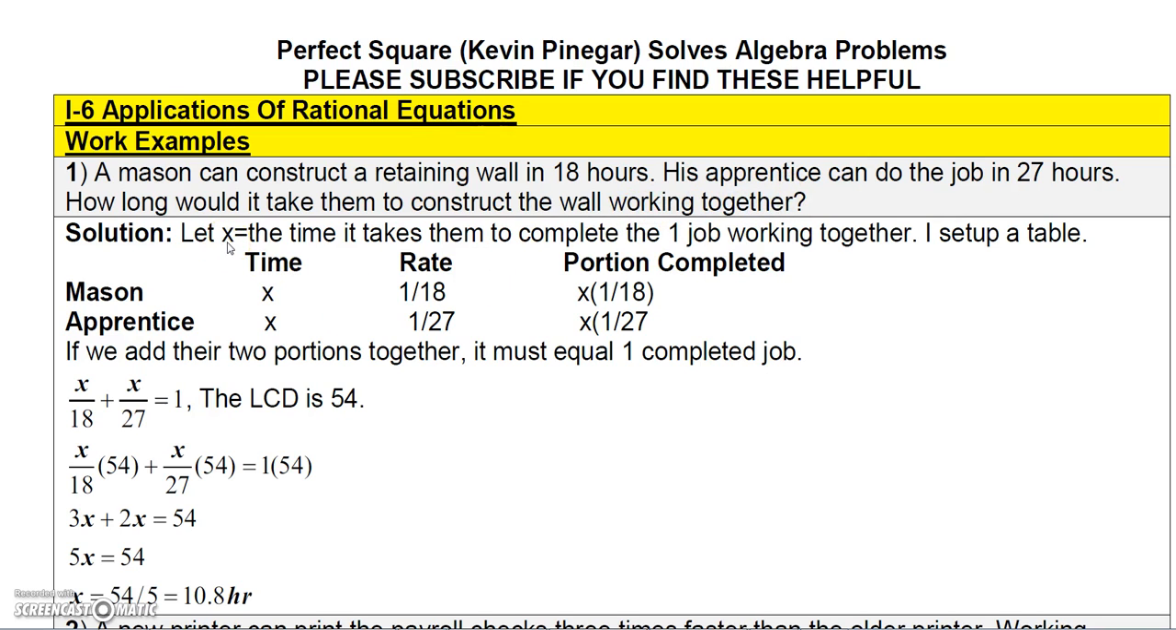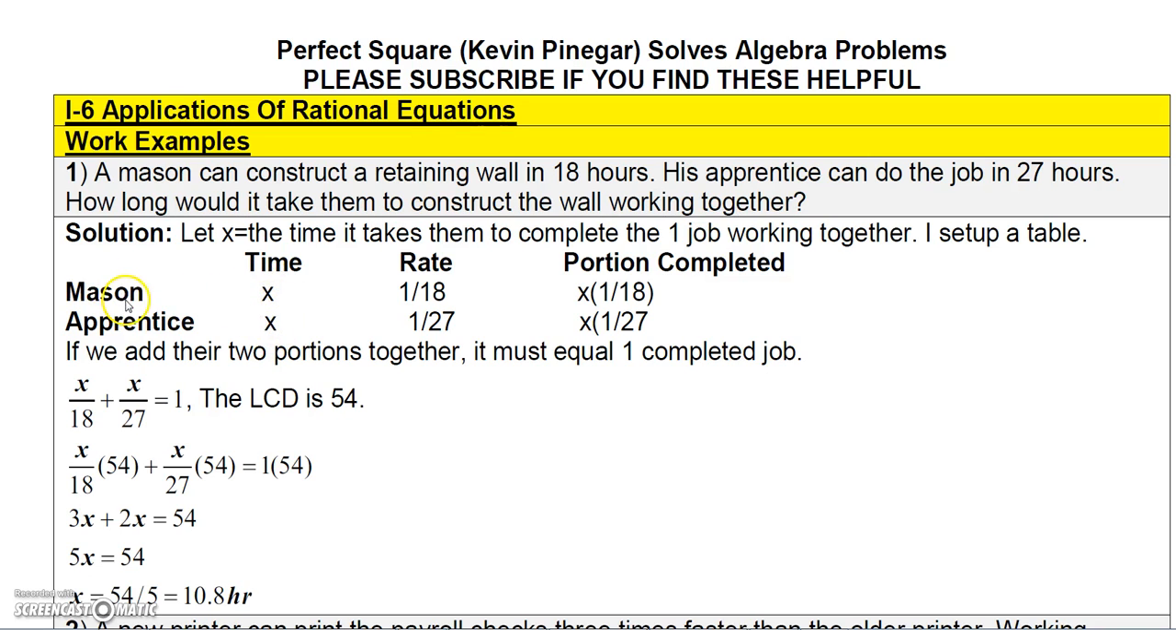So let's let X be the time it takes them to complete the one job working together, and the one's important here. I'm going to set up a table. Since they're going to work together till the job is done, they're going to work the same amount of time, so they're both going to work X hours.